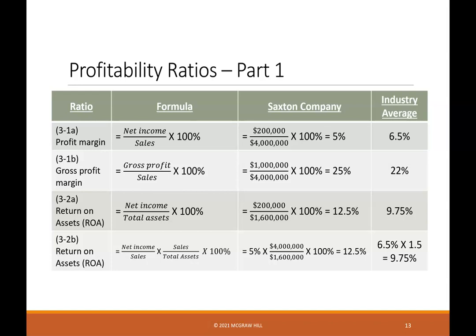Return on assets is net income divided by total assets. So for Saxton Company, the net income comes from the income statement and the total assets come from the balance sheet, for a total of 12.5%. Return on assets, which is ROA, is basically you can just take your net income and divide that by the total assets. The net income comes from the income statement and the total assets come from the balance sheet, and you get 12.5%, and then you can compare them to the industry average.